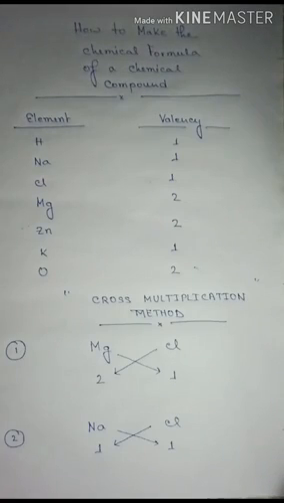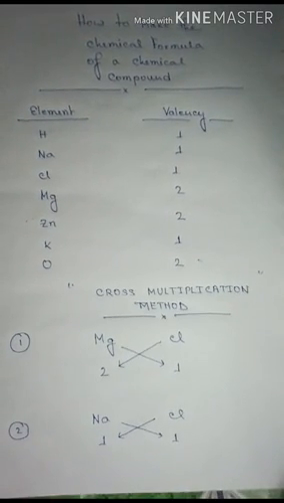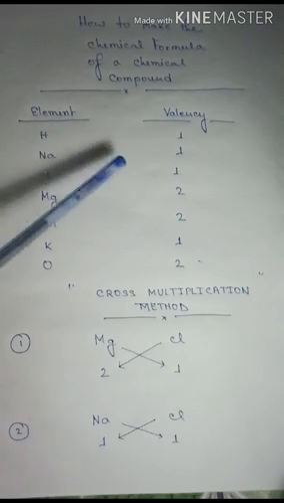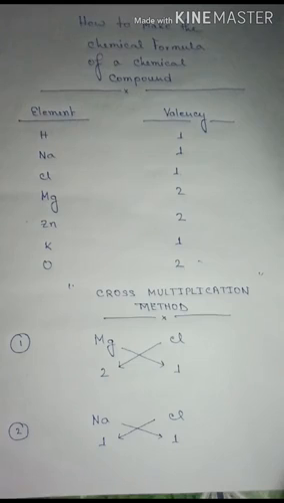Now, as we know what is valency, we have to learn some valencies of some elements. Suppose we have hydrogen, the valency of hydrogen is 1, the valency of sodium is 1, the valency of chlorine is also 1, the valency of magnesium, zinc is 2, the valency of potassium, K, is 1, the valency of oxygen is 2. There are several elements whose valency we have to learn, right?